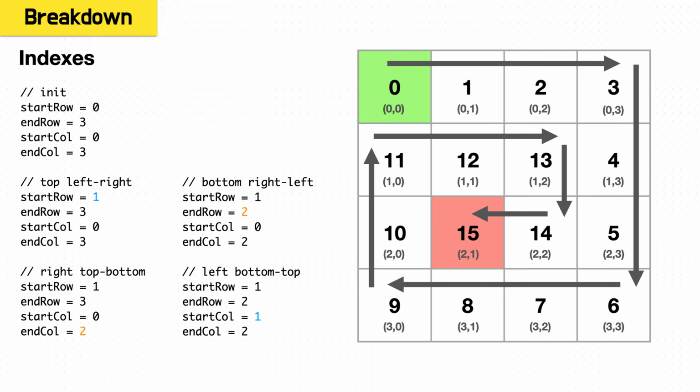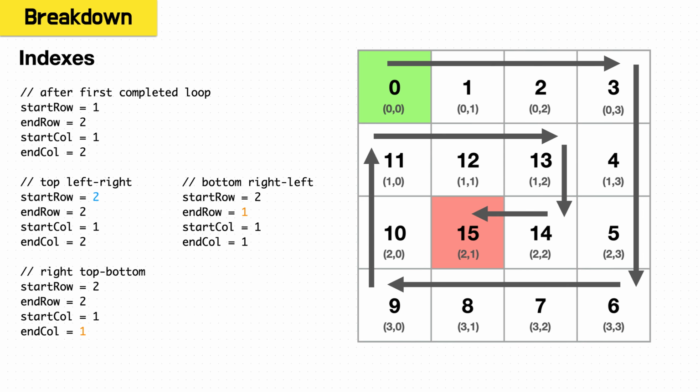And finally, we complete the first loop, that first outer perimeter. We go up the left side and increment our start column to 1. Now, after we complete the first loop, our start row is at 1, our end row is at 2, start column 1, end column 2.